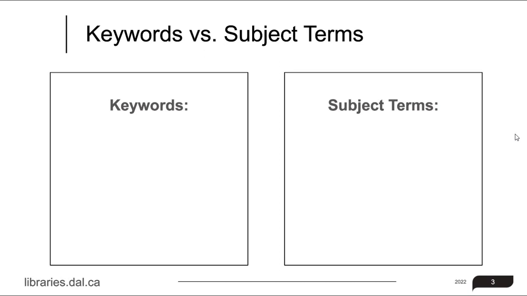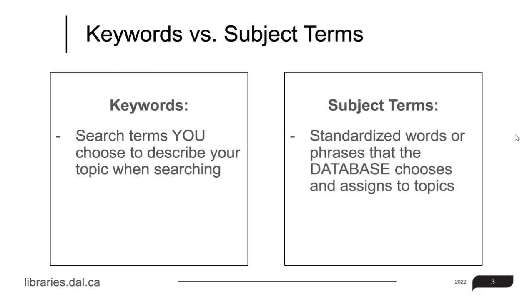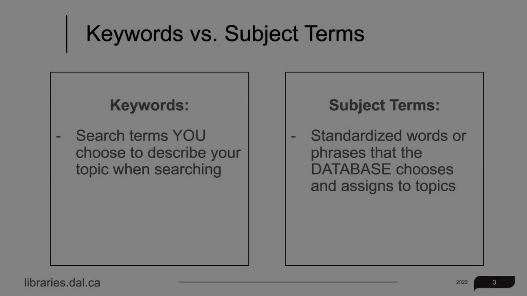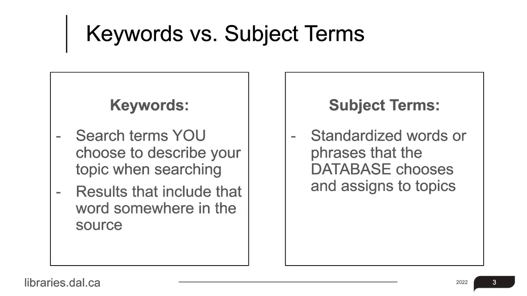Let's start by differentiating between keywords and subject terms. Keywords are the search terms you use when you're searching a database or any other online resource. They are the words that you have decided to use to describe your topic. Subject terms, on the other hand, are standardized words or phrases that the database uses to describe topics. When you search with a keyword, the database will return results that include that word somewhere, such as in the title or abstract. Whereas when you search with a subject term, the database will return results that have that subject term assigned to them.